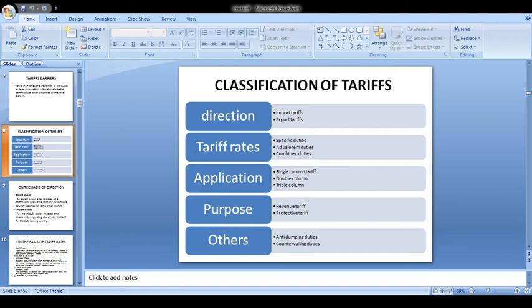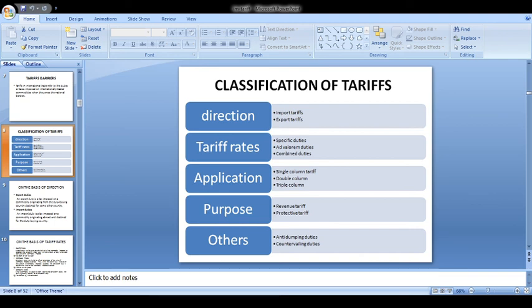Next is on the basis of purpose. First is revenue tariff and second is protective tariff. Sometimes the intention of the government in imposing a tariff may be to obtain revenue. When raising revenue is the primary motive, the rates of duty are generally low. Imports should not be highly discouraged, as that would defeat the objective of mobilizing revenue for the government.